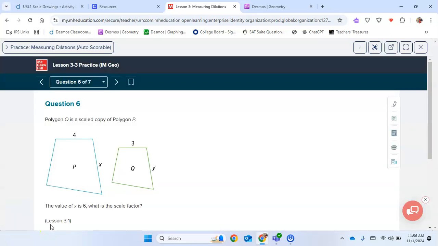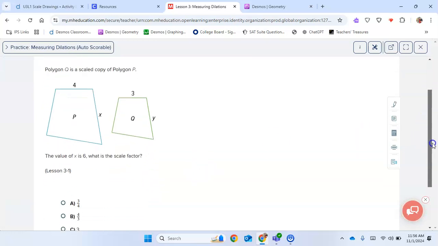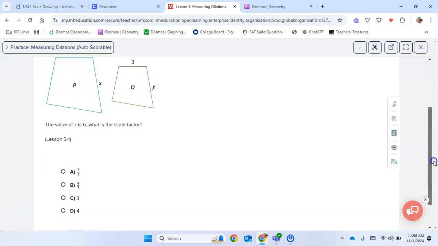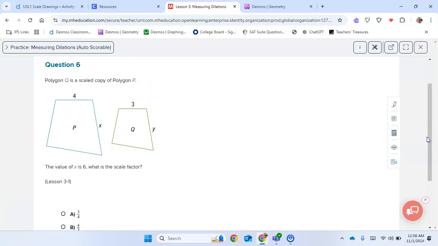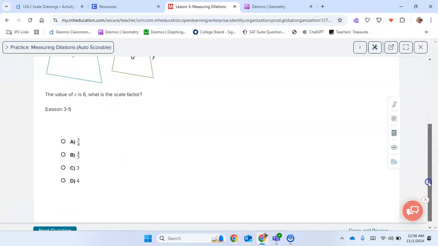Question 6. Polygon Q is a scaled copy of polygon P. The value of X is 6. What is the scale factor? Well, the scale factor is 3 divided by 4, because 3/4 of 4 is 3. 3 times 4 divided by 4 is 3. 3/4 of 4 is 3. The scale factor is 3/4.